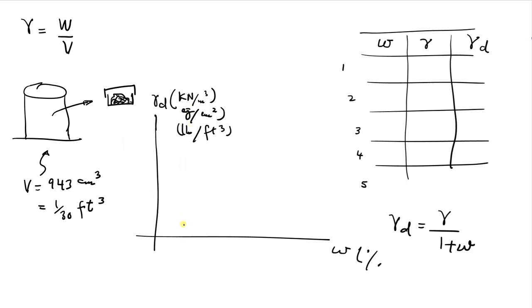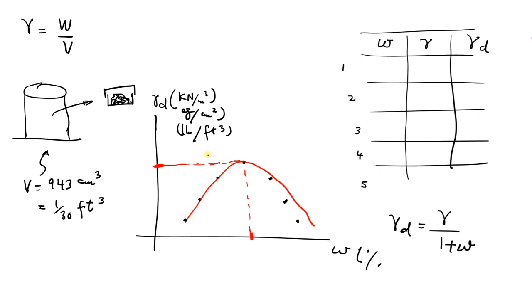When this test is repeated 5 times, in the beginning we will see that the density is going to increase, and then later on this density is going to decrease. If we combine these points, it is going to make a kind of bell shape. Once this bell shape is developed, we can get the optimum water content and the maximum dry unit weight. Remember, this is for a standard Proctor test.